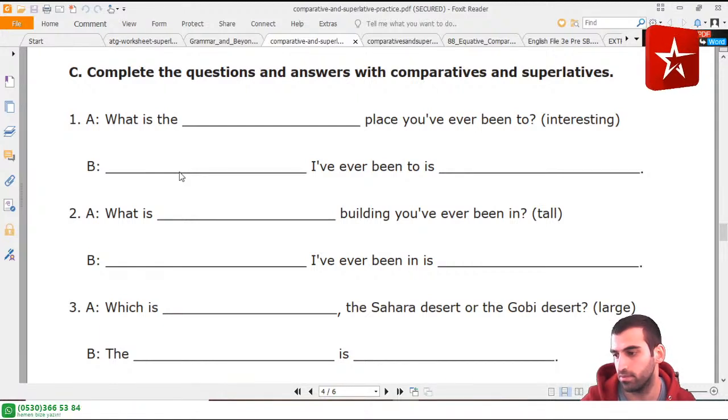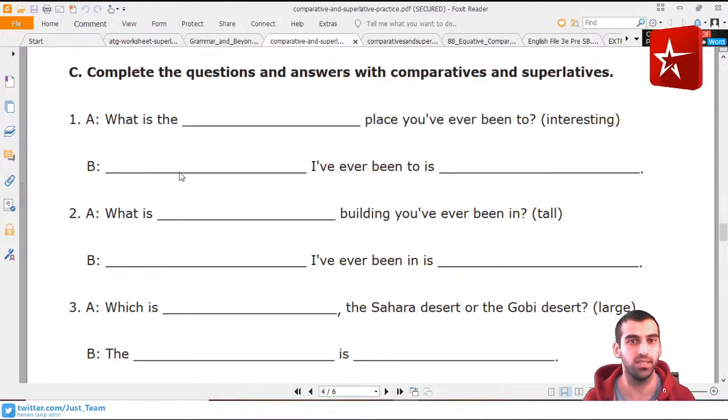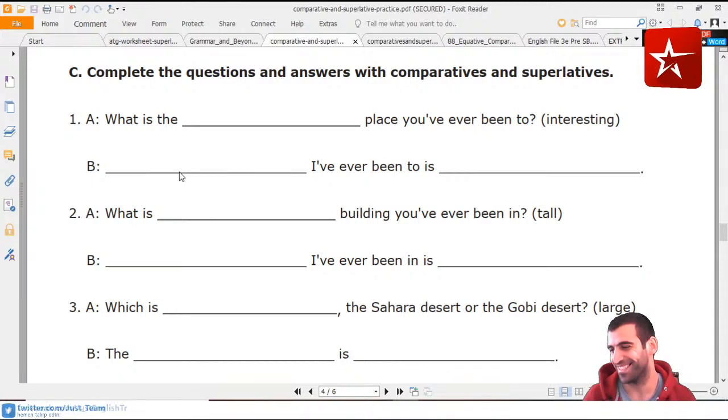For example, the most interesting place I have ever been to is Muğla. Yes, I think so. The fans is the most famous Nusret on Instagram. Also, Nusret, I don't like him, not more. Yeah, it's a nice comment.